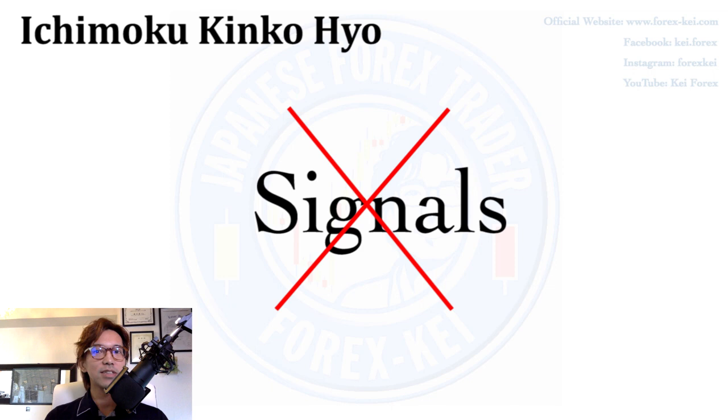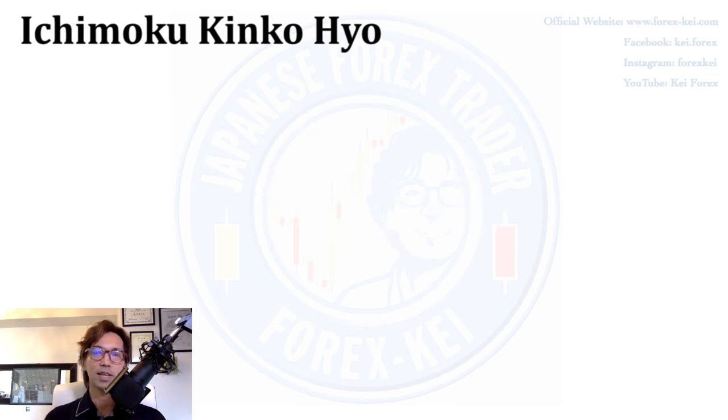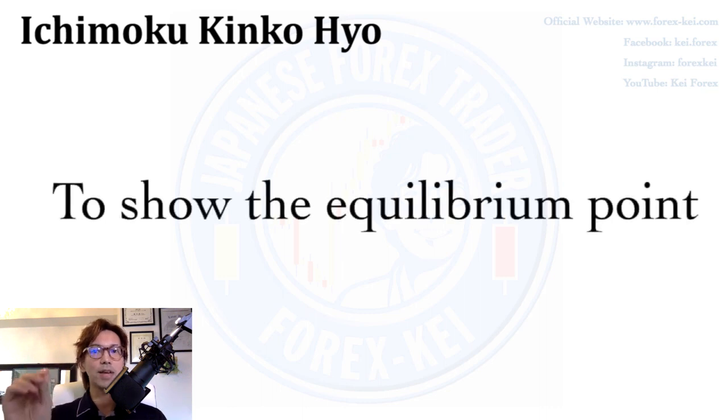Ichimoku is actually not meant to provide signals. Well, it does in some cases, but it's not really for that. So what is it for? It's actually created to show the equilibrium of the current prices as a part of the whole market momentum.